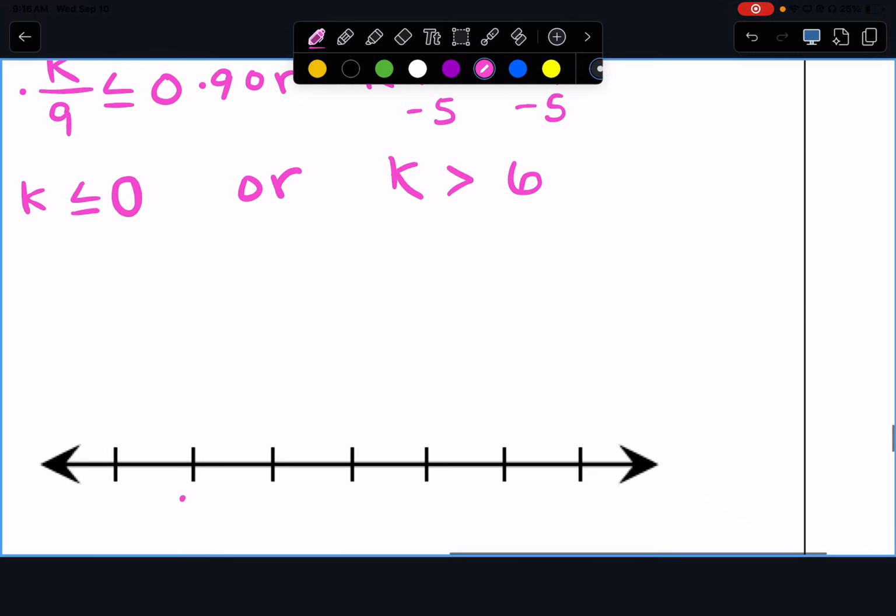So we have 0, open or close circle? Closed, because it is less than or equal to. For 6, open or closed?